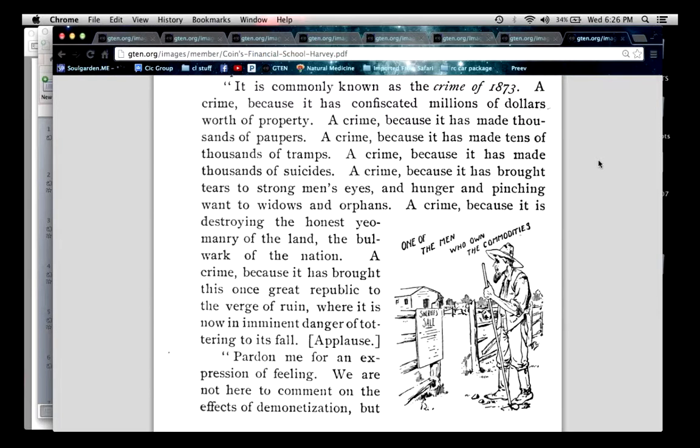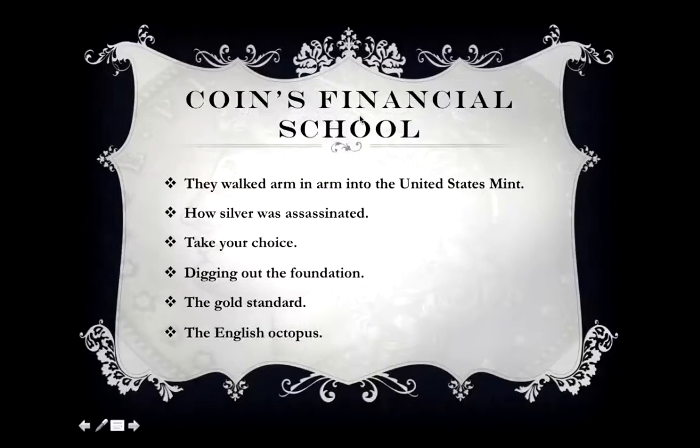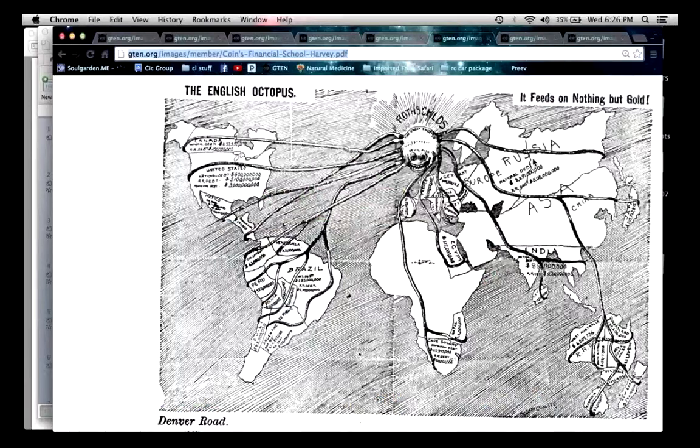So, think about that. Where does all the gold go? Where is our gold? It goes to the biggest money lender in the world, the City of London. The bankers of England have conquered the world by peaceable conquest. Well, not always peaceable, but economically, they've conquered the world. And that brings us to the next illustration. Yeah, that one. The English octopus. Feeds on nothing but gold. Look at that beast, right?